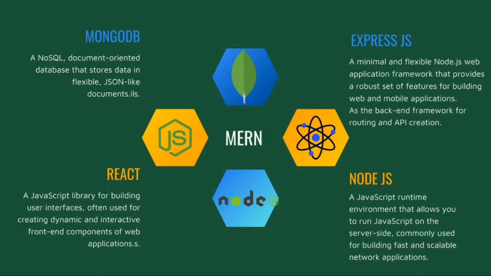Then we come to the main technology, the MERN stack. What is a MERN stack? Here, M stands for MongoDB, E stands for Express.js, R stands for React, and N stands for Node.js.